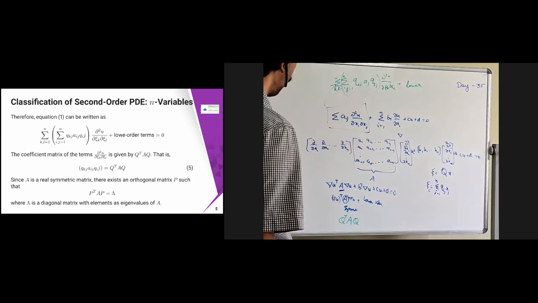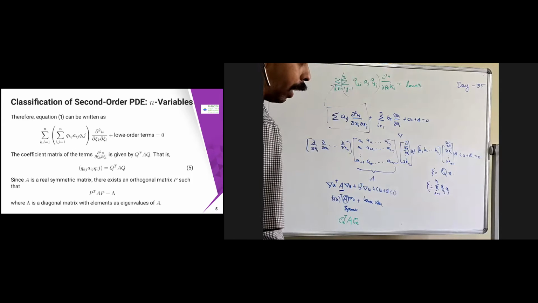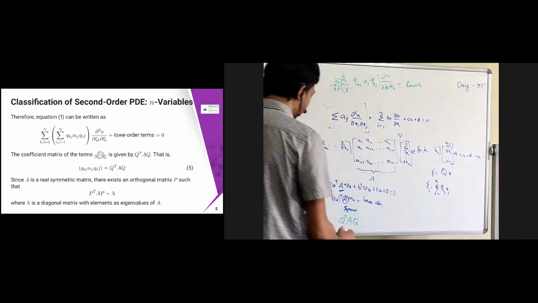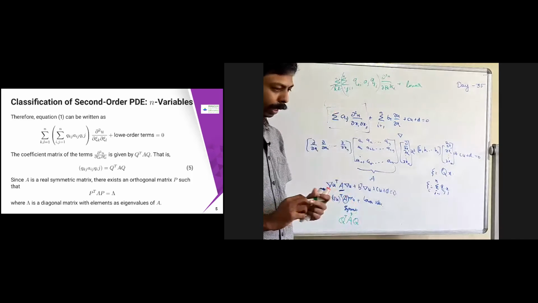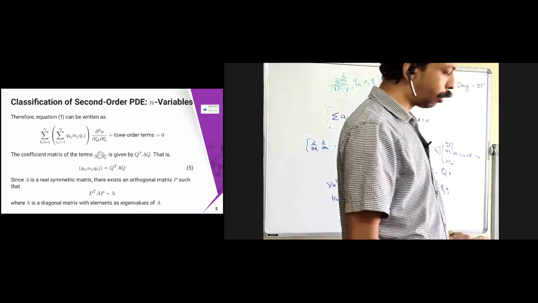Now, A is a symmetric matrix. So if A is symmetric, we have a property that all its eigenvalues are real.